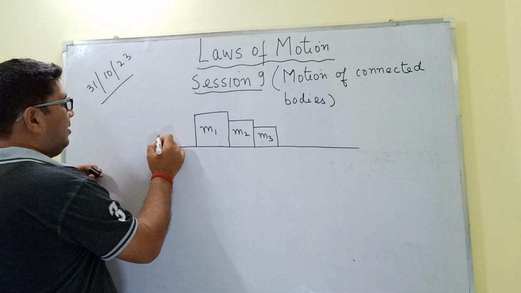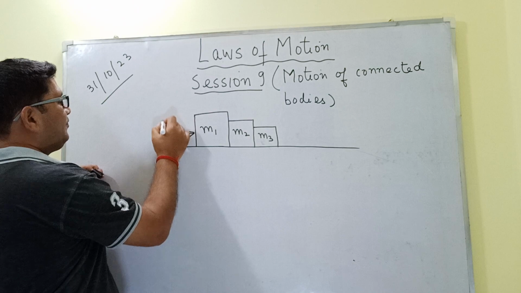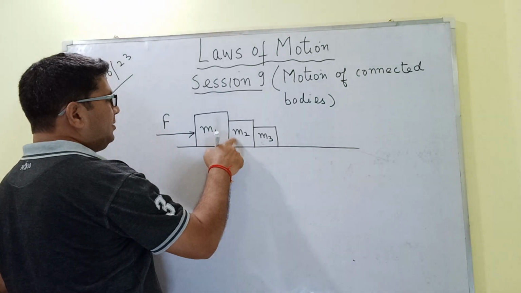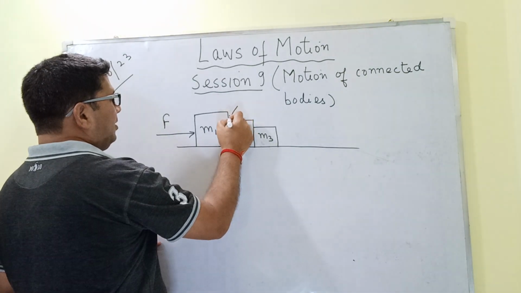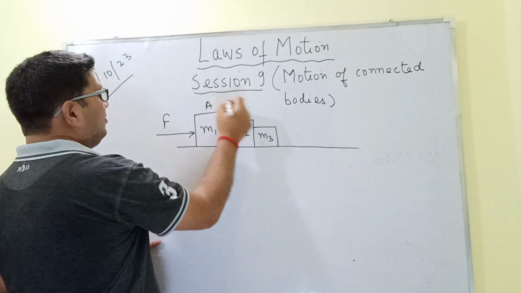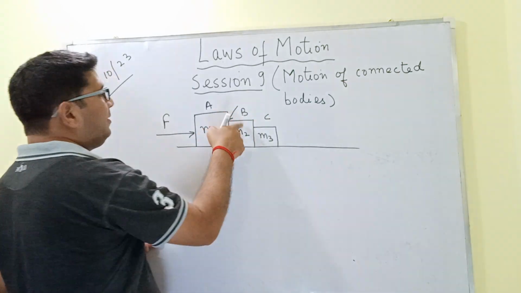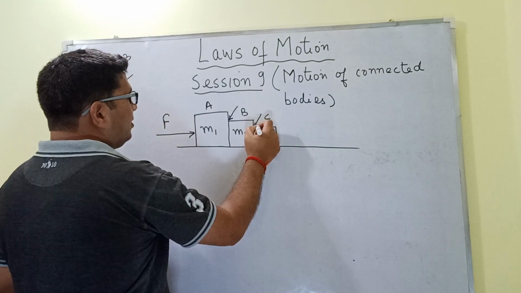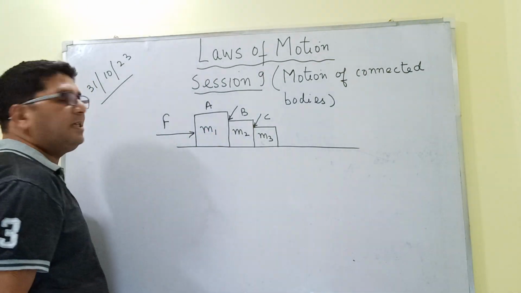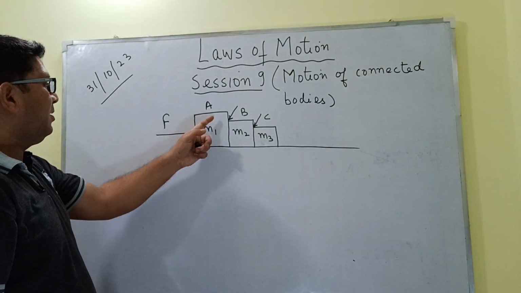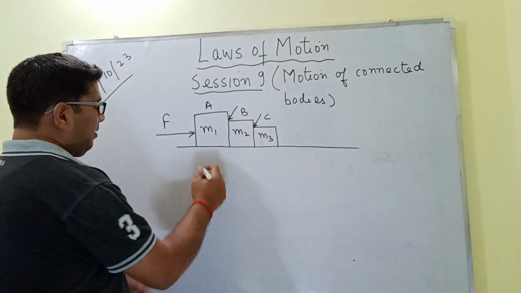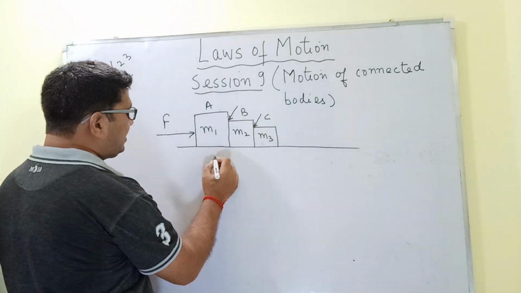Now I am applying a force F from here. This is the common interface of the block A and B, and this is the common interface of the block B and C. Now I am applying a force F from this direction, and this force is being applied to the block of mass M. So in this case, what will be the common acceleration?